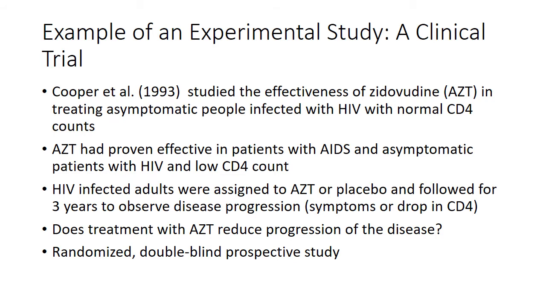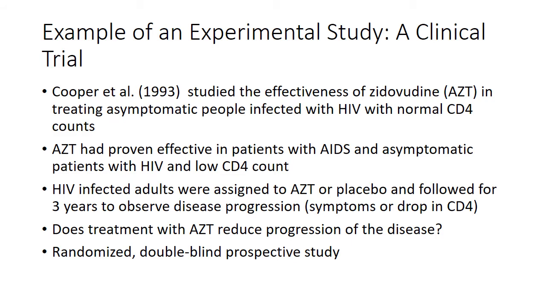So what they did at the time was take HIV-infected adults and assign them to receive either AZT or placebo, and then follow them for 3 years to observe disease progression. They were looking for either symptoms of disease or a drop in CD4 count. The question was, does treatment with AZT reduce the progression of the disease? This was considered a randomized, double-blind, prospective study.